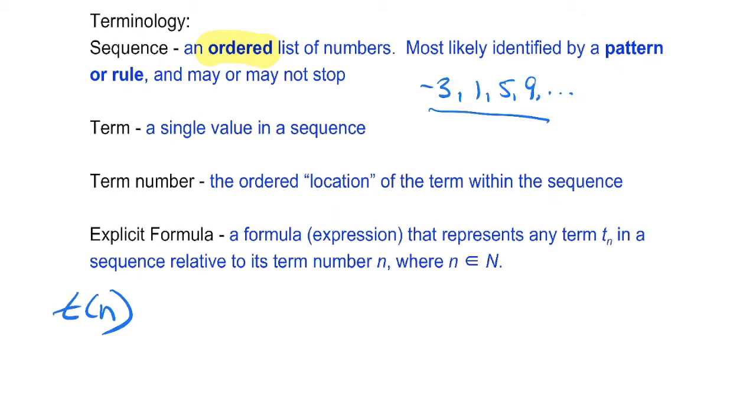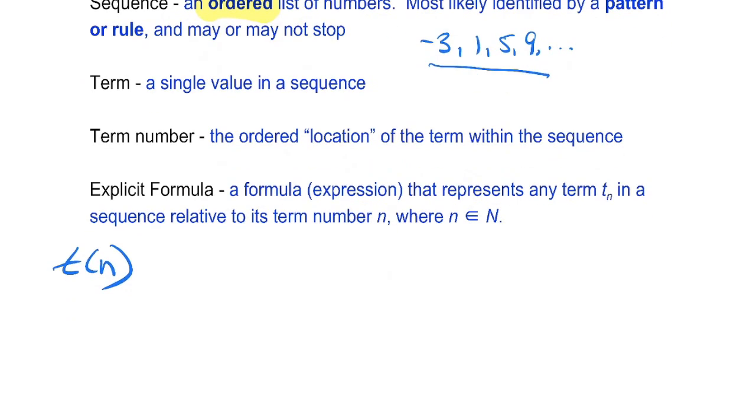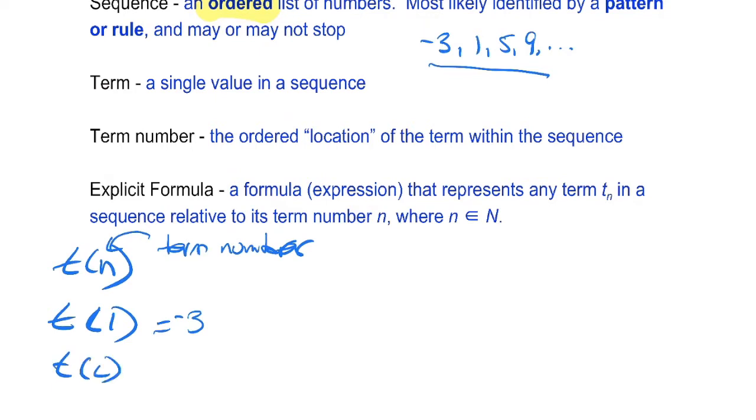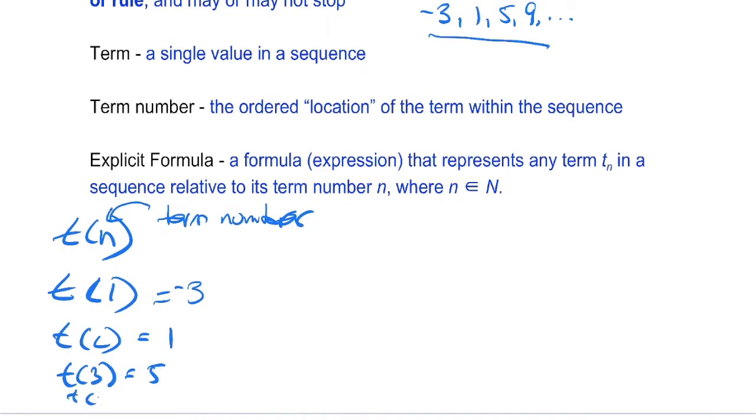Specifically here, t of 1 would be -3. So in this function, n is our term number. So that's the value of our variable. That's basically the term number. And then given our function t of n, which is really a sequence, we could determine what the value of t of n is given the term number. So in this case, t of 1 would be -3. t of 2 would be 1. t of 3 is 5. And t of 4 is 9.